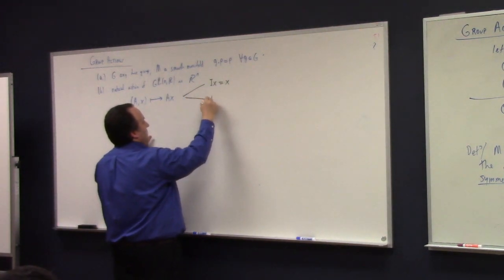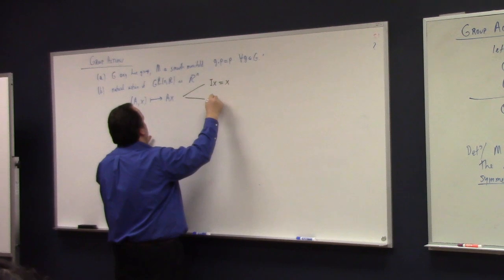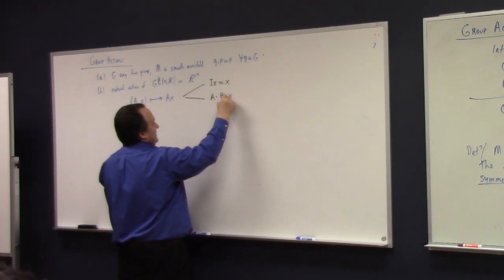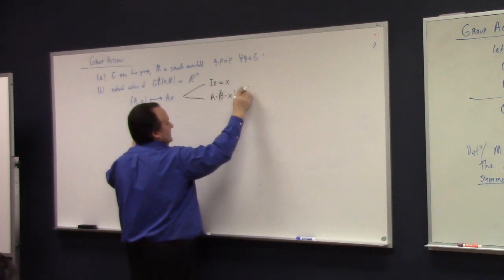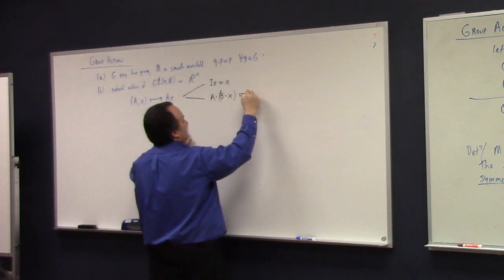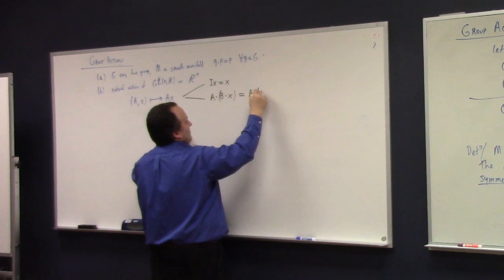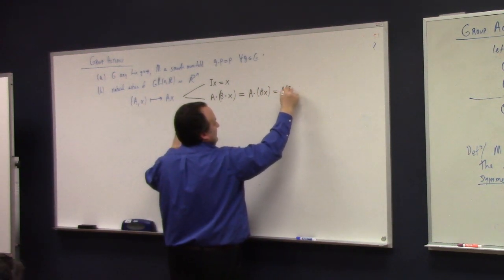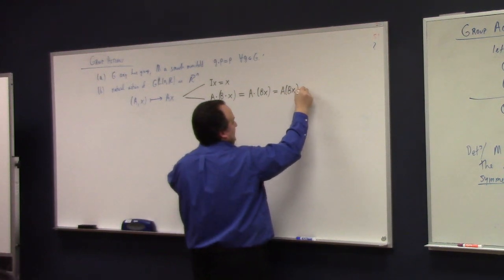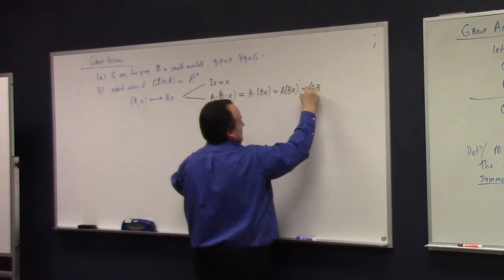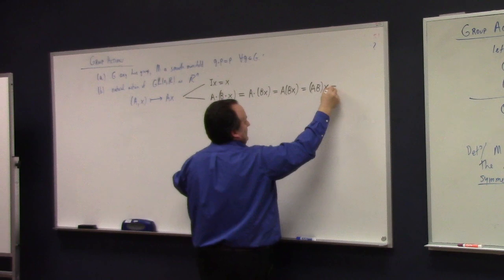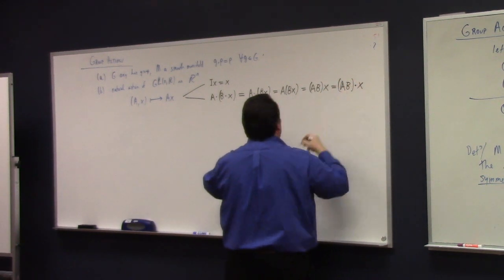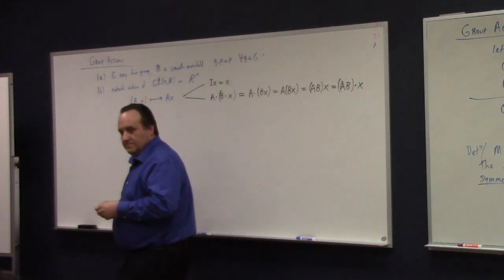And if you have A dot B dot X, I'll use the dot notation here momentarily, that's equal to A dot BX, which is A times BX. But matrix multiplication is, in fact, associative. So there's axiom 2 in this case.